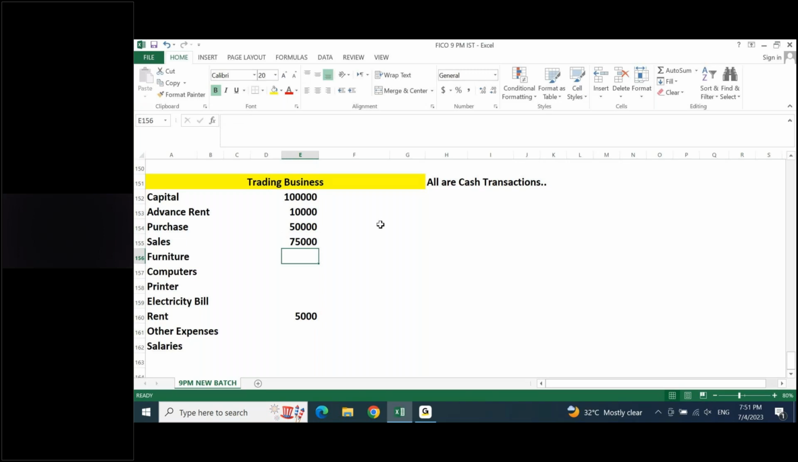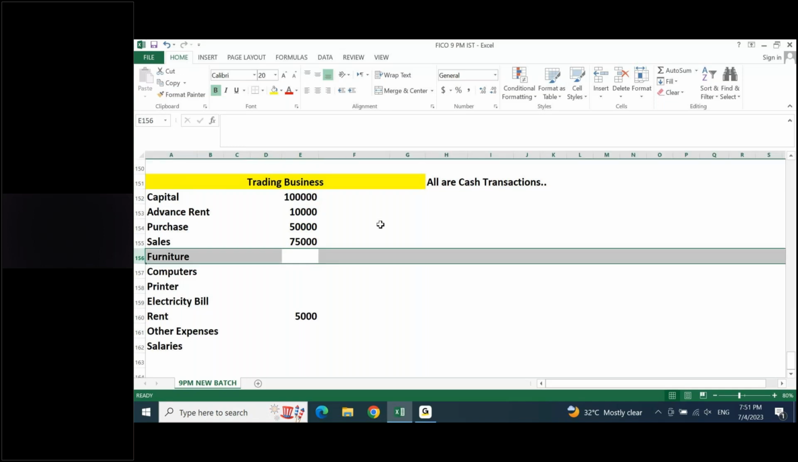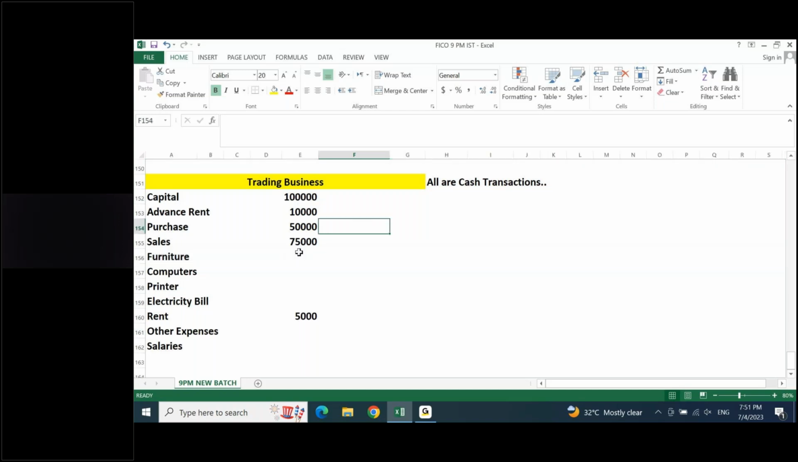Let's assume that we sold it for 75,000, and in the shop we also assume that you need certain furniture. After spending 50,000, do you need furniture at the beginning of the business or at the end of the month? Beginning. At the beginning, you are left with how much? 50,000 you spent for purchases, 10,000 you spent for advance. Out of 100,000, if you spent 60,000, you are left with 40,000. Out of 40,000, let's say you spent around 15,000 to purchase the furniture.